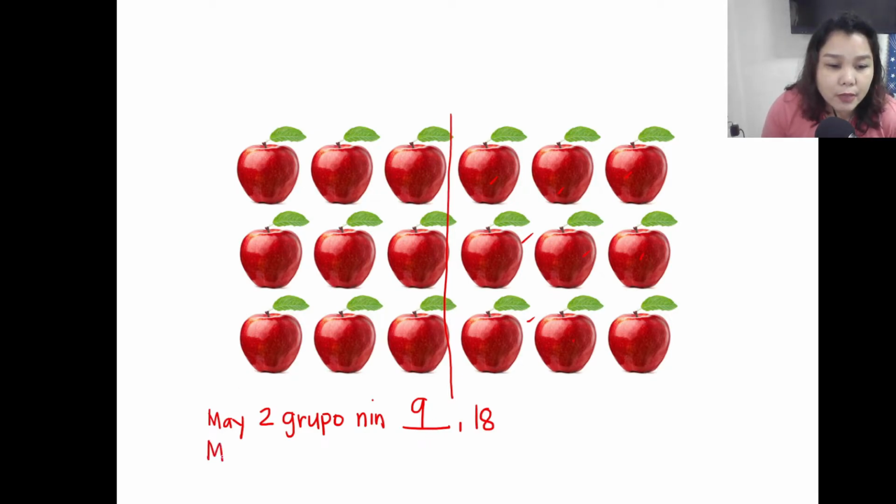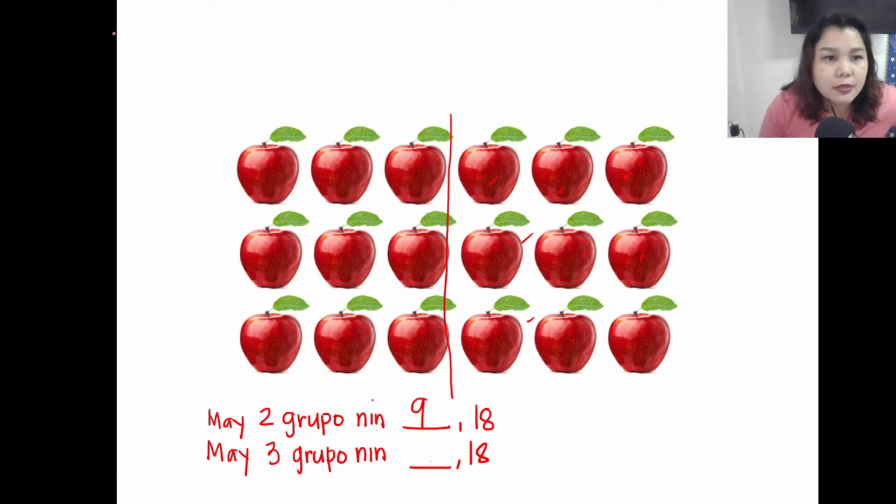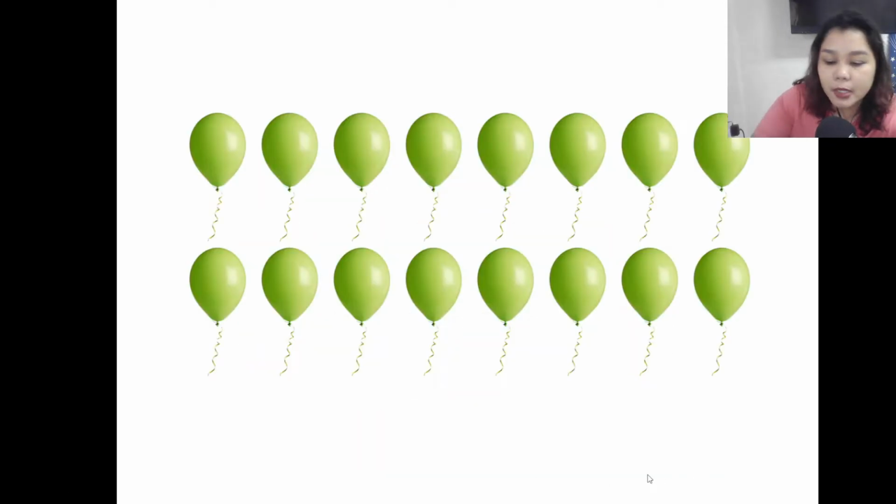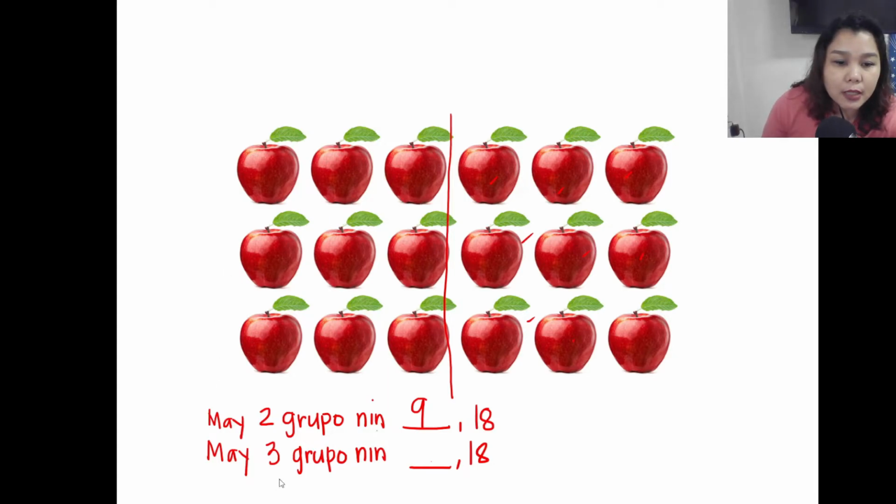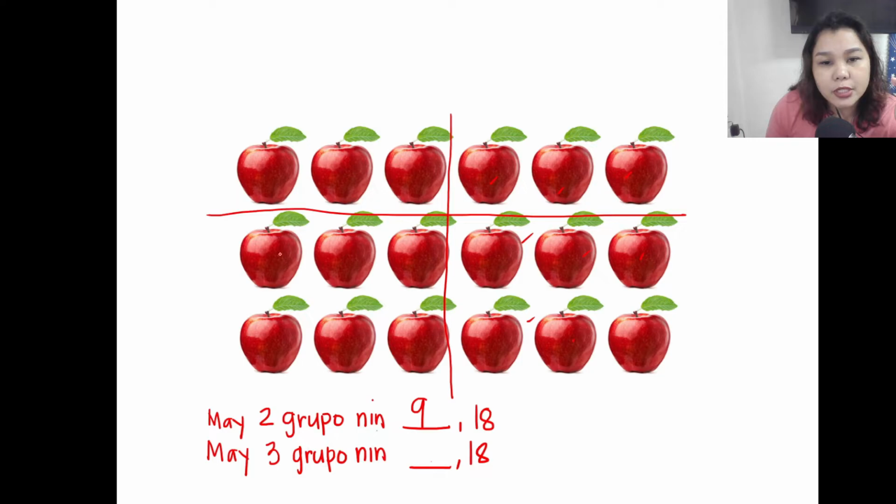Next naman, pwede naman, may tulong grupo nin blank, still 18. So, paano man siya babangaon? So, let's try to erase this one. Ay, hindi makabalik. Okay. So, kapag tatlong grupo naman, let's decide where to put the lines. Pwede ba siyang patayo? We cannot do that. Pwede ba pahiga? Pwede. Okay. I plan to change the color para makita nyo.